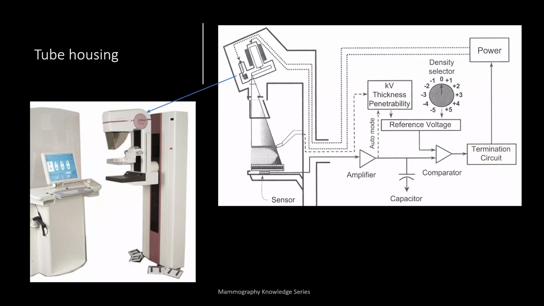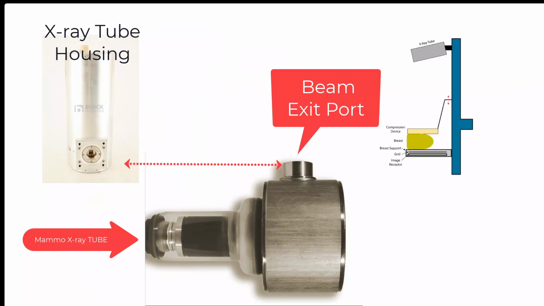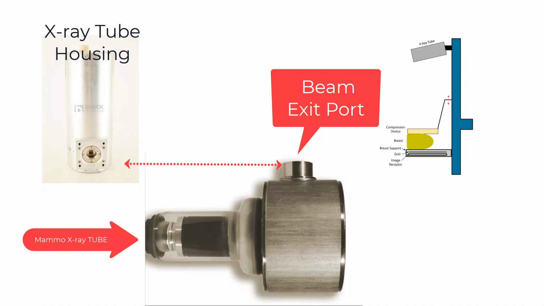The photo shows the standard mammographic unit, and the diagram shows the interior or the housing of the X-ray tube itself. Here we take a peek underneath the trim covers of the equipment to notice that in the housing we have the X-ray tube. It has an exit port, and we also have the angulation of the X-ray tube in relationship to the breast.